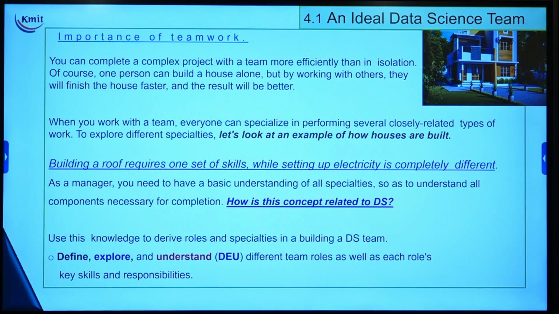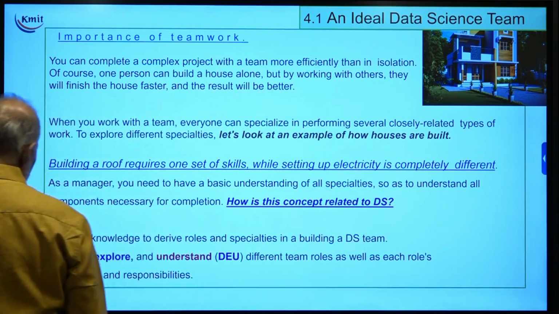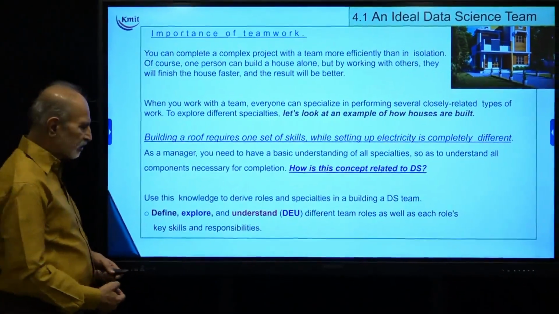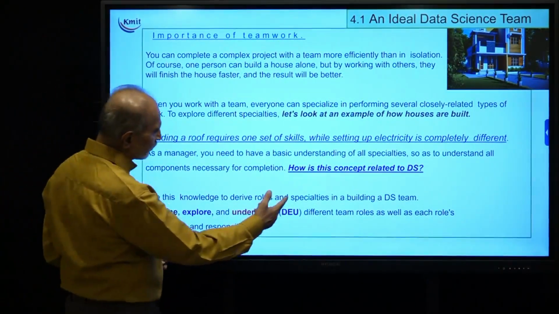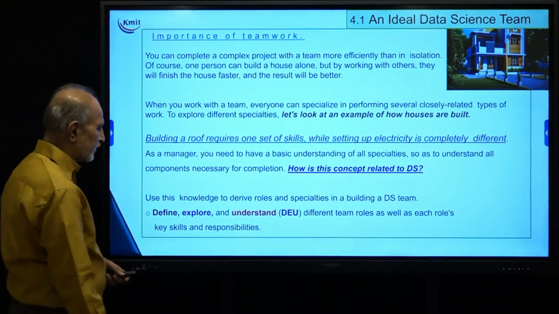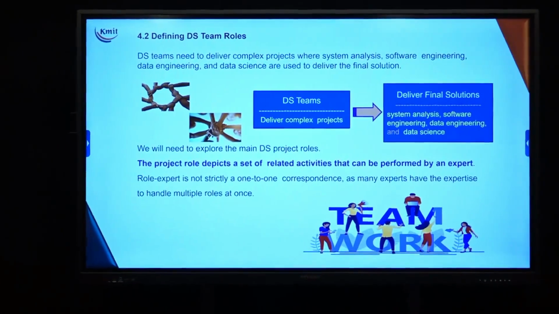Number 1, define, number 2, explore and number 3, understand. So, we call it DEU. I require 3 roles, 3 specialties from my people, when I am defining a team. Number 1 is define the roles of the team, explore the possibilities and understand the team differences. Different team roles, as well as each team member, have different skills and different sets of capabilities. So, with this in mind, let us define a team.